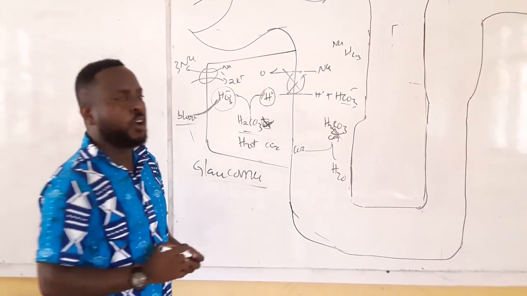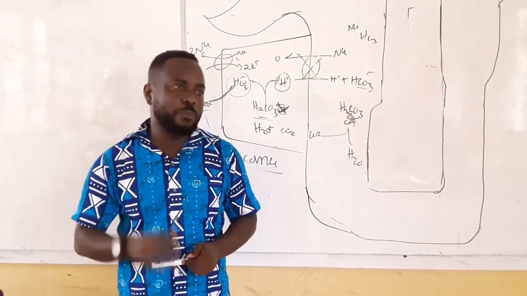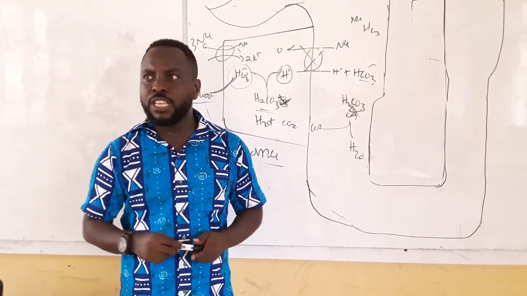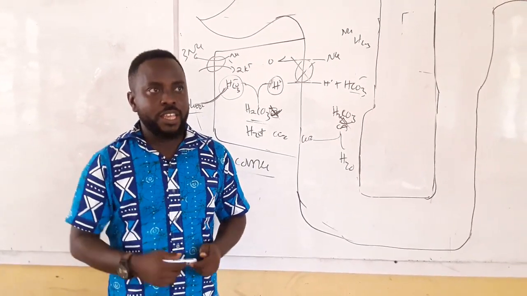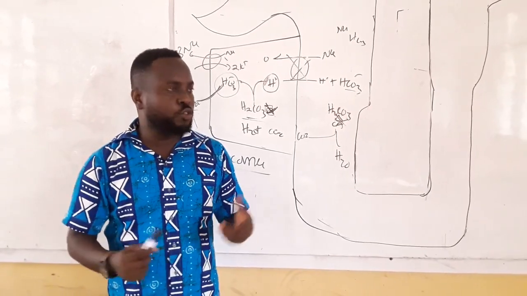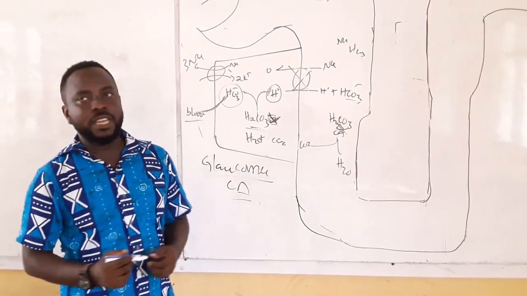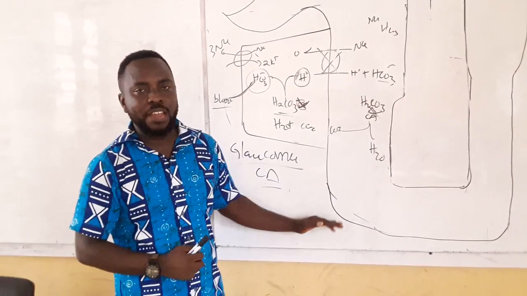The main use of this drug is for the management of glaucoma. Glaucoma is more or less like pressure on the eyes, and the increase in pressure is due to excess production of aqueous humor in the eye. The production of aqueous humor is dependent on the carbonic anhydrase enzyme.